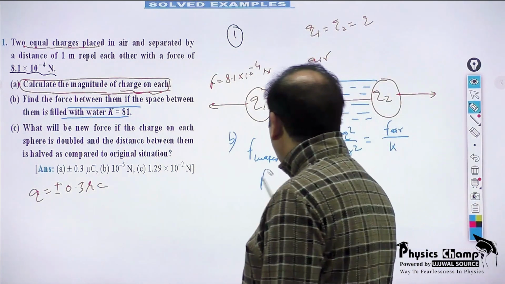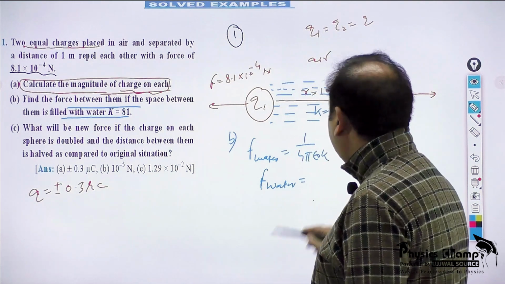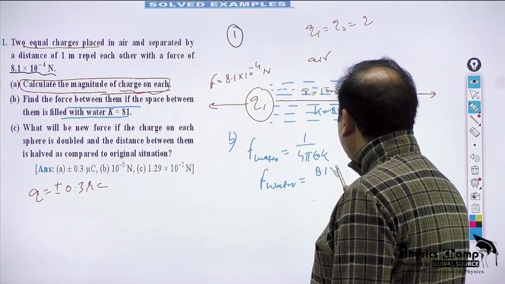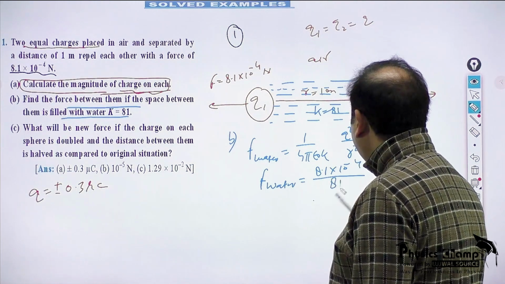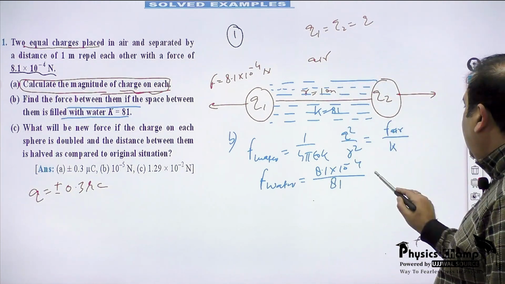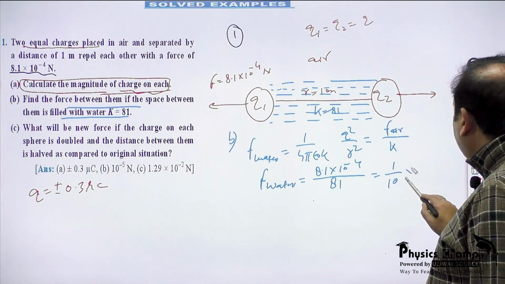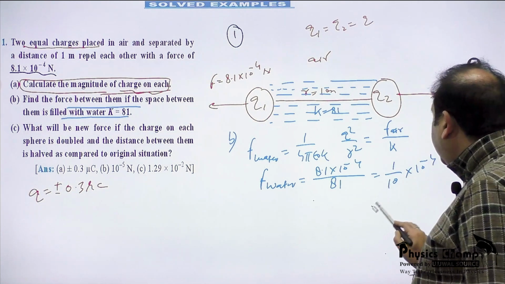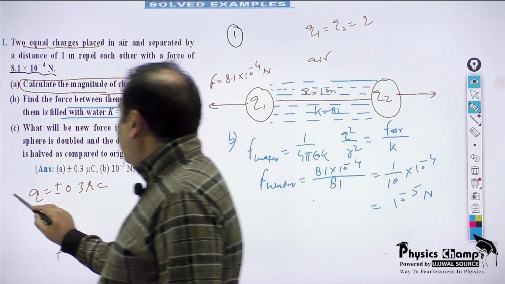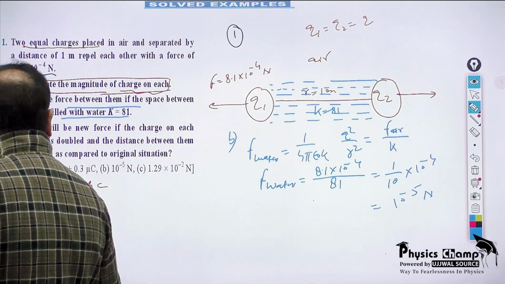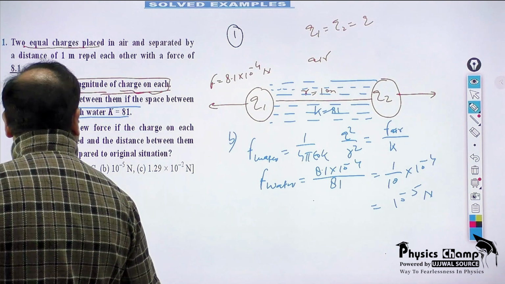So the force in air was 8.1 × 10^-4 Newton, and here the dielectric constant of water is 81. So we'll have the force which is 1 by 10 × 10^-4, or it is 10^-5 Newton. So the force in water will become 10^-5 Newton.